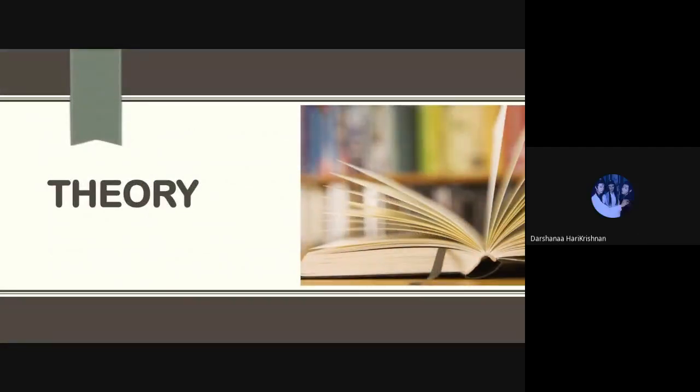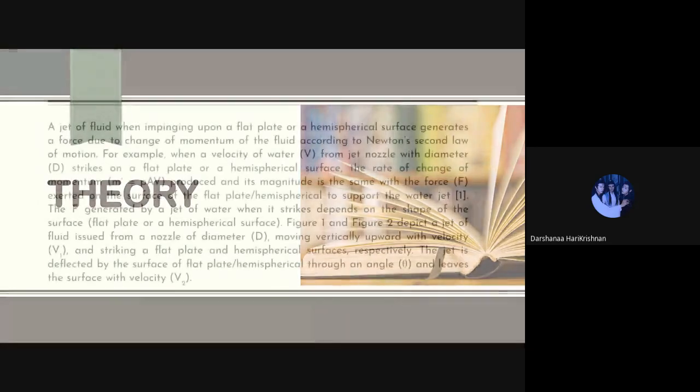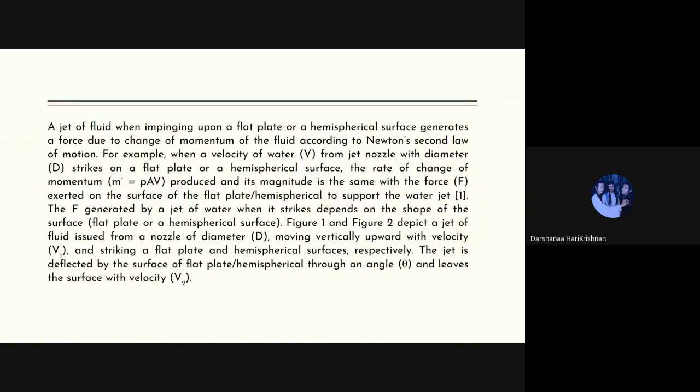Okay, so I will be talking about the theory for Experiment 5. A jet of fluid, when impinging upon a flat plate or a hemispherical surface, generates a force due to change of momentum of the fluid according to Newton's second law of motion. For example, when water from a jet nozzle with diameter d strikes a flat plate or a hemispherical surface, the rate of change of momentum produced has a magnitude the same as the force exerted on the surface of the flat plate or hemispherical surface to support the water jet.